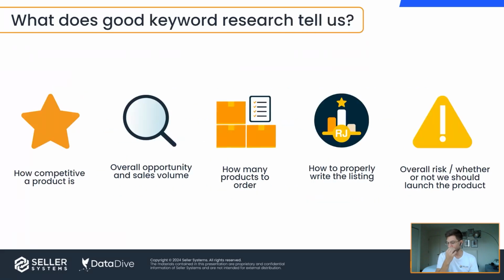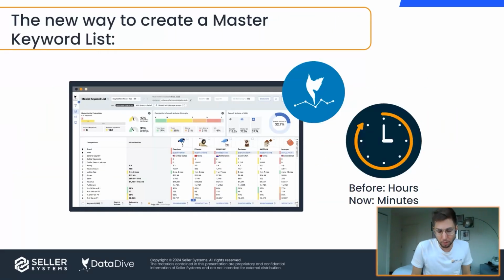So with DataDive, our whole vision is how can we look at every single area of selling on Amazon, and instead of it taking hours, how can we have it take minutes? Just creating something like the master keyword list. If you were to go and do this yourself manually, it would literally take you hours to pull the data, clean up the data. I say here that it takes minutes.